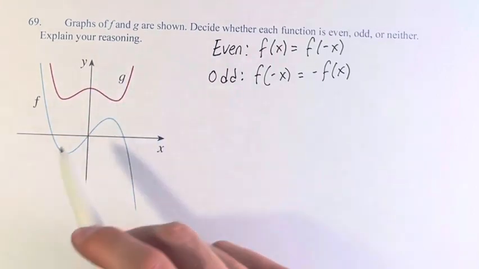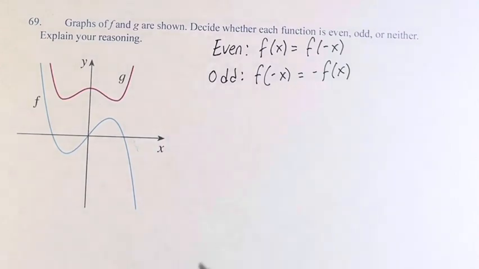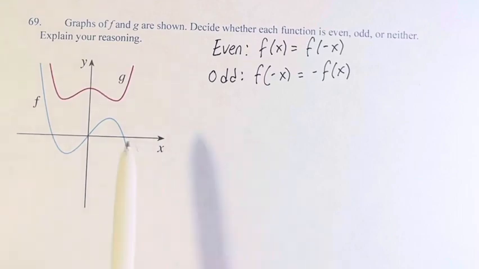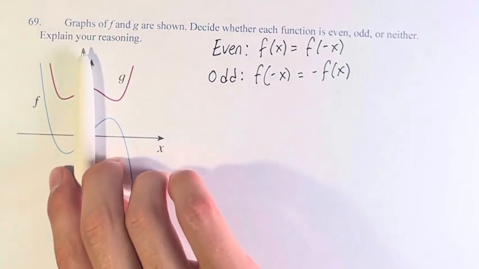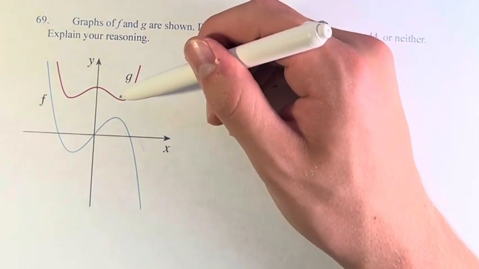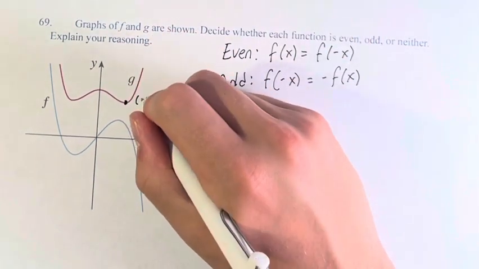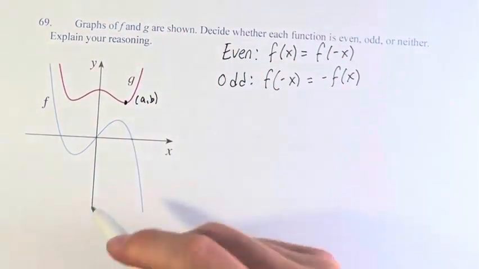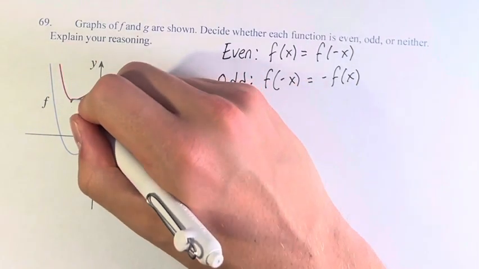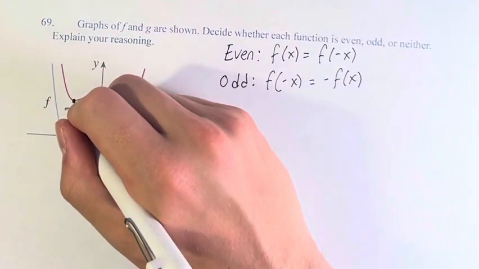So now we can look at our functions here, and let's start with g. We can notice that g is symmetric about the y-axis, right? If we split it down the middle, it looks the exact same on both sides of the axis. And what that means is that for any point, let's say this point right here, let's call this a, b, right? For some particular x, a, and some particular y, b, there's a corresponding point here at negative a that also is at the value of b.